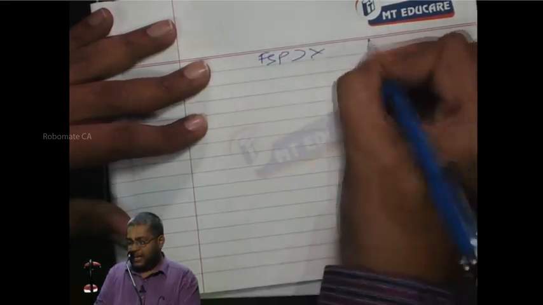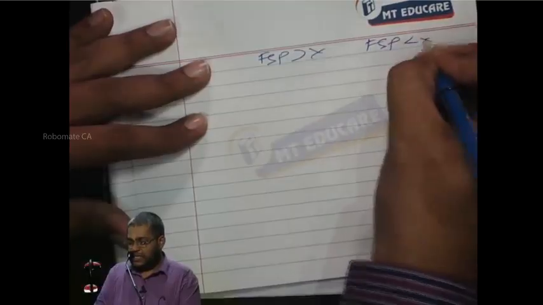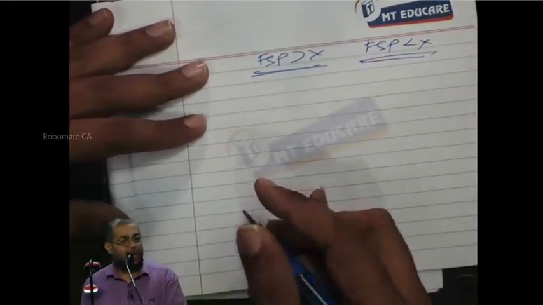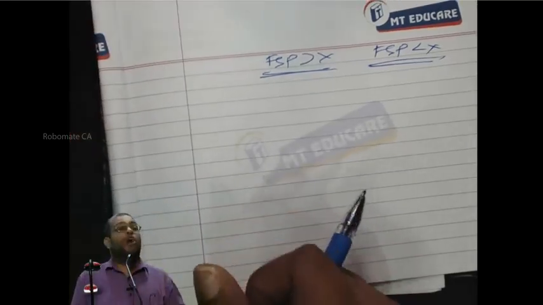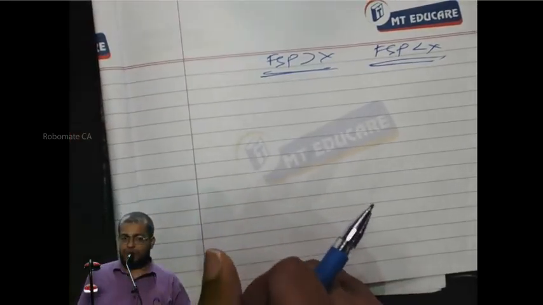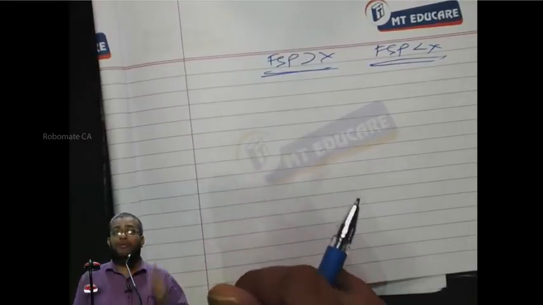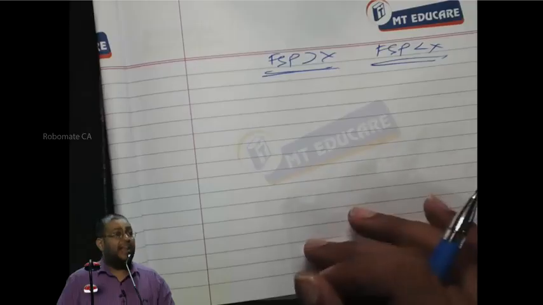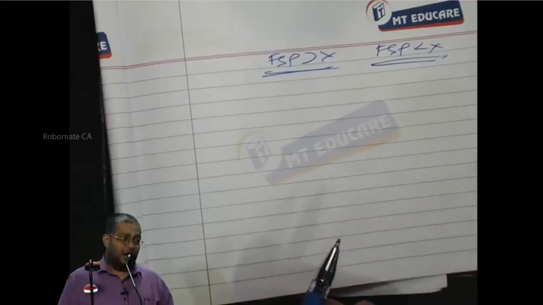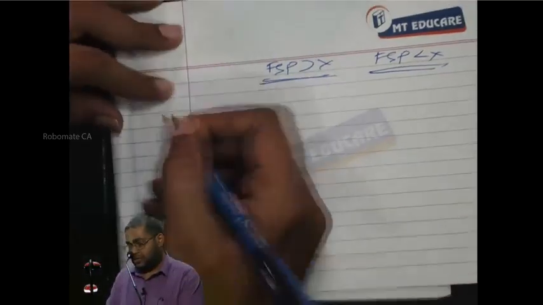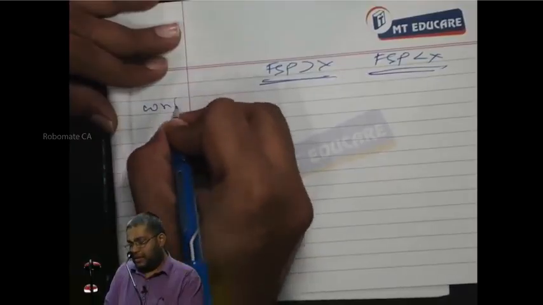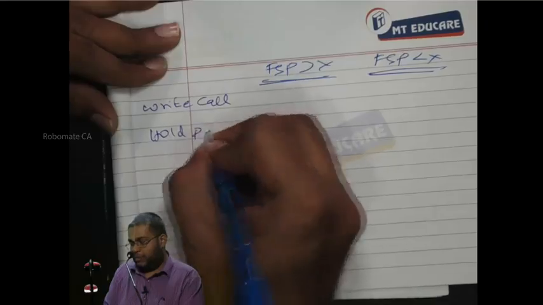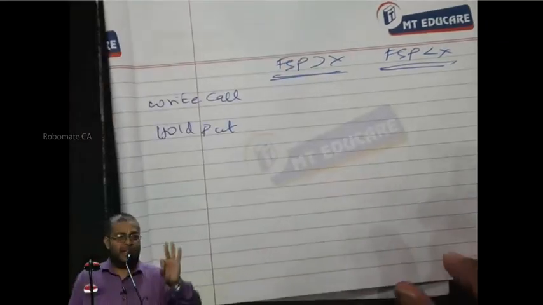FSP greater than X, FSP less than X are the two things that can happen on maturity date. Yes or no? Now, I have two options: call option and put option. Tell me my position: holder or writer? I am a writer of call, and I am a holder of put option. What's my strike price? 30.